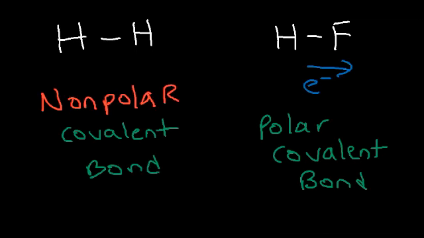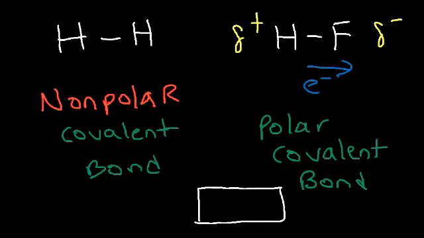So because fluorine is more electronegative, as it pulls the electrons toward itself, fluorine is going to acquire a partial negative charge, and hydrogen is going to be partially positive. And whenever you have an object where one side is positive and the other side is negative, you have a dipole, you have a polarized object. And this is what it means to be polar. You have an unequal distribution of charge.